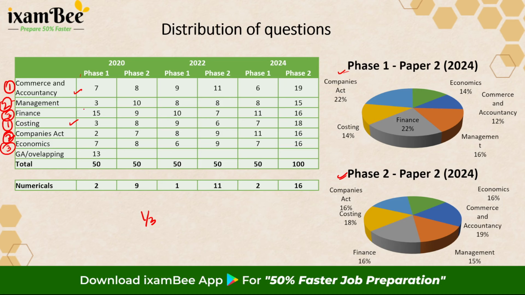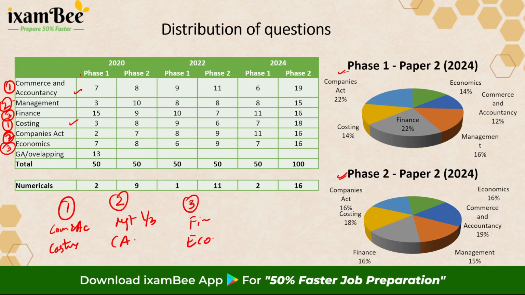So to start with two subjects, one from the first category. Your first category is commerce and accountancy and costing, and your second category is management and companies act, while your third category will be finance and economics. I will also suggest that all the students of engineering in their paper 1 focus on the GA part of financial sector. This is somewhere indirectly will be helping you prepare a little bit about finance and economics. So that choice, if you make, will be very important and very helpful for you.